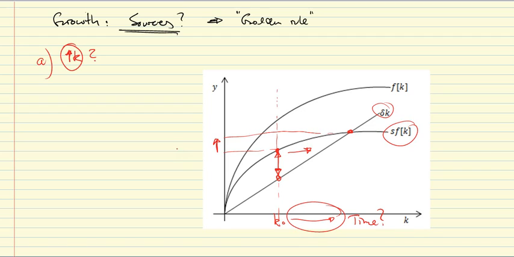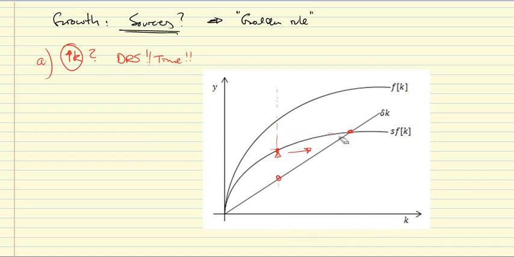Now, the problem with that is, of course, that not only this might take a long time, but as well that this here is small. So the increase in Y becomes increasingly smaller the closer you get to the steady state, or the further out towards the right you get, because of decreasing returns. So DRS, decreasing returns to scale, becomes an issue here. Time is an issue. Let's just hold it in this very brief form here. Okay, let me clean up our diagram here.